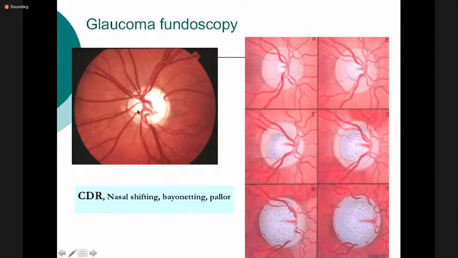Also, the optic nerve gets quite pale, and the vessels start shifting nasally as the cup to disc ratio increases. With time the vessels look like they're climbing out because the cup gets very deep and excavated. It looks like the blood vessels are climbing out of the optic disc because it's very deep, and we call this bayonetting of the vessels. So these are signs that the patient has quite advanced glaucoma.